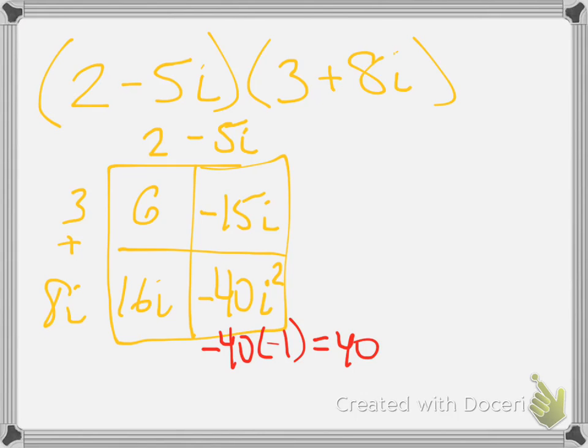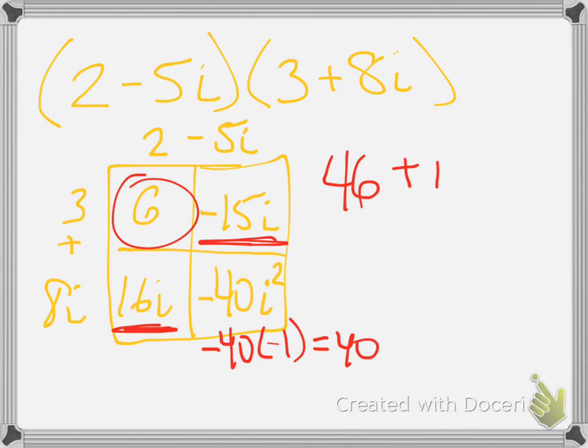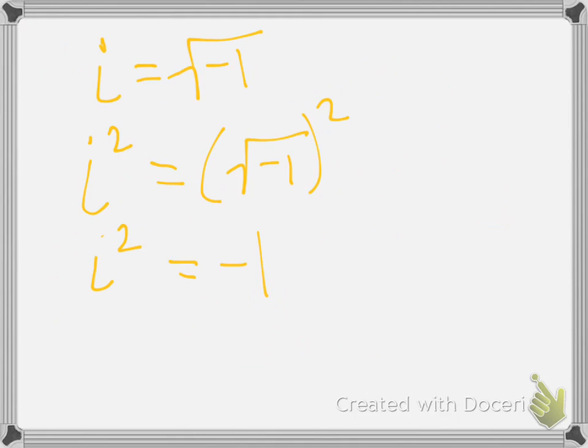So now I'm going to combine the positive 40 with this 6 up here to get 46. Then I'm going to combine my 16i with the negative 15i, and I'm going to get i. And so my answer, after I do all the simplification, is this 46 plus i. So just set up the generic rectangles and multiply it out. Remember, i times i is i squared, so that becomes negative 1. And then just do the rest of the arithmetic.